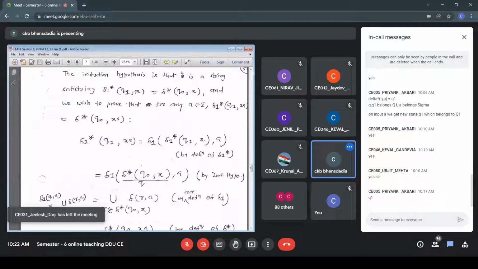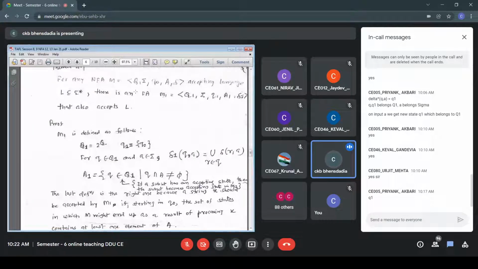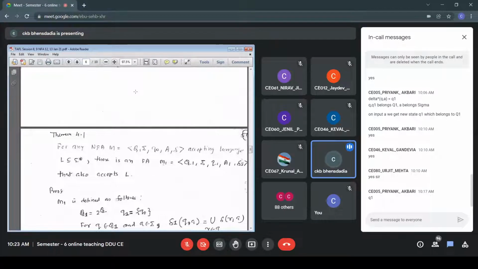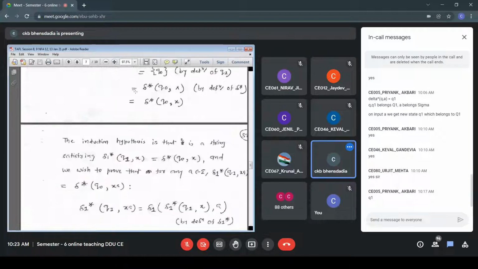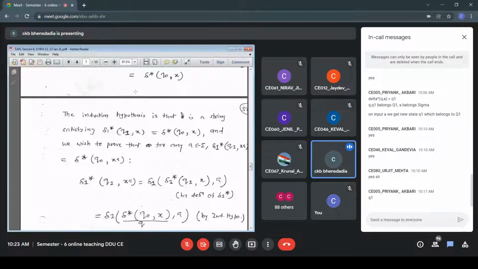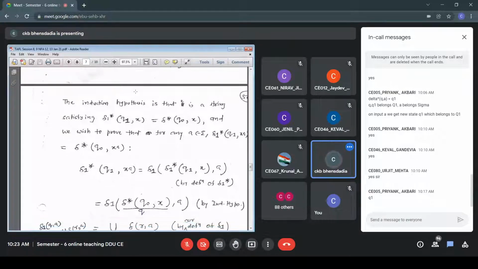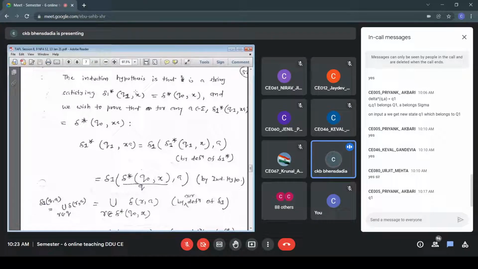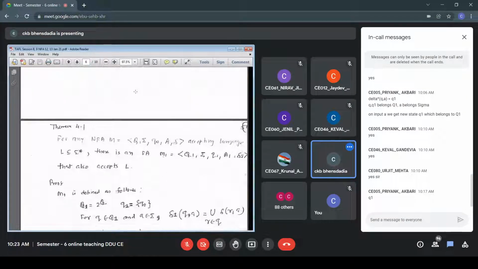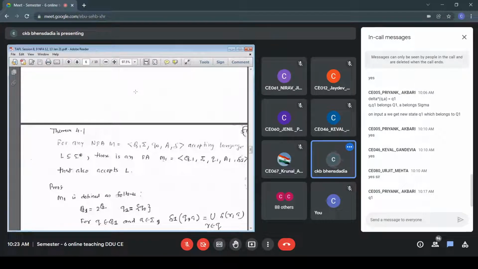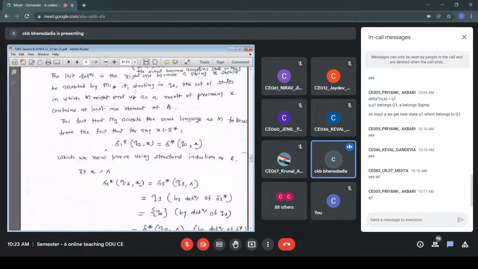Let us look at our definition of delta 1. How do we define delta 1? Delta 1 QA, our proposed definition, is the union of R belonging to Q, delta RA. Delta 1 QA is the union of R belonging to Q of delta RA. Let's go back there. Here, this is my Q. Delta 1 QA is the union of R belonging to Q, where Q is delta star Q0 comma X, of delta RA. That is our proposed definition. Delta 1 QA, the leftmost part, as per our proposed definition, that is our M1. In M1 we have defined delta 1 QA as the union of R belonging to Q of delta RA. So that definition we are using, based on our proposed definition.